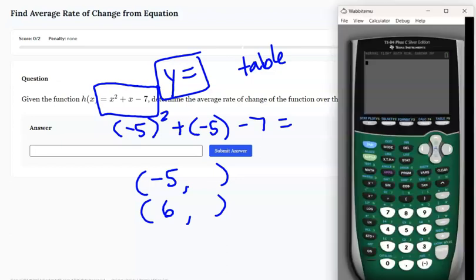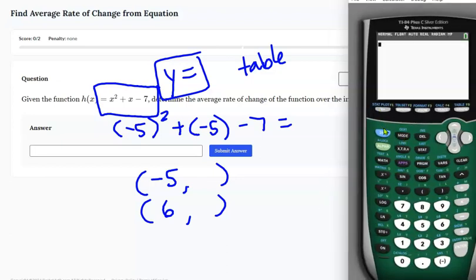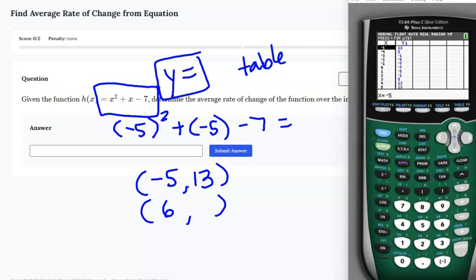I'm going to use my TI-84 to speed up the process. So I'm going to go into my y equals button. I'm going to type in x squared plus x minus 7. Then I'm going to hit second table to view the points. Oops, I hit graph. Second table. And now I'm going to look for -5, which is 13. And then +6, which is 35.